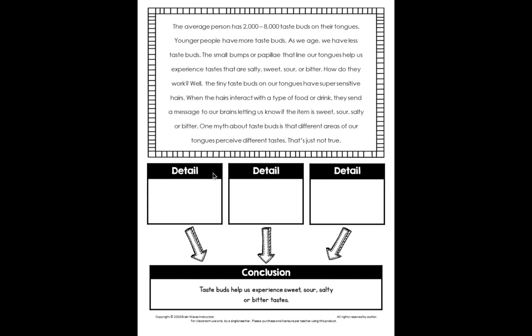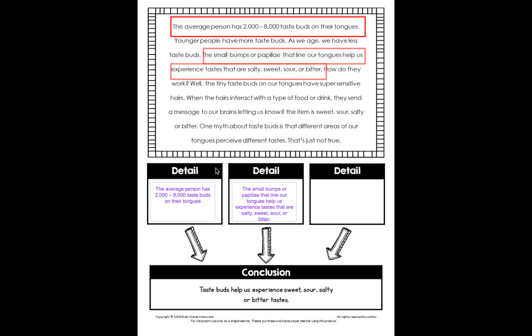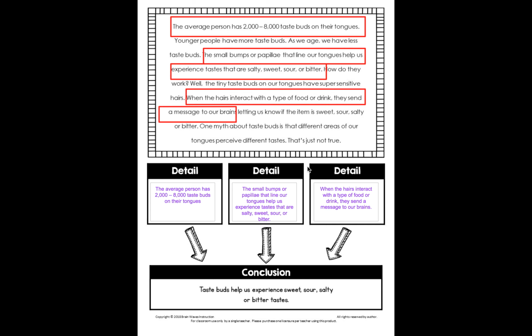Let's see. Can we find text evidence to support that? Well, the average person has 2,000 to 8,000 taste buds on their tongues. So, yep, that would support that. Small bumps or papillae that lie on your tongues help us experience tastes that are salty, sweet, sour, or bitter. Yep, that definitely supports our conclusion. And let's see, when hairs interact with the type of food or drink, they send a message to our brains. All right, so all those details support our conclusion that taste buds help us experience sweet, sour, salty, or bitter tastes.